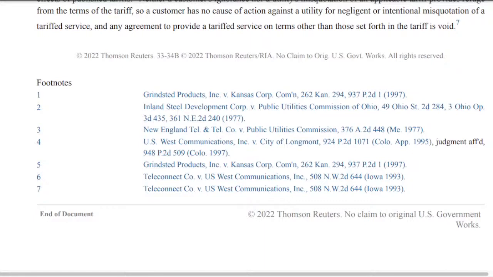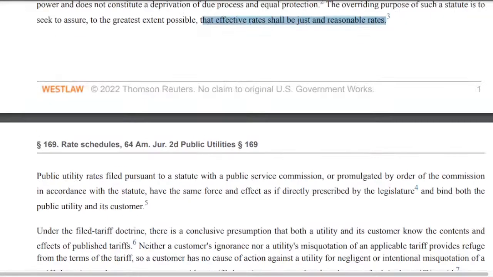Number 3. New England Telephone and Telegraph Company versus Public Utilities Commission, 1977. Good old days. Okay.